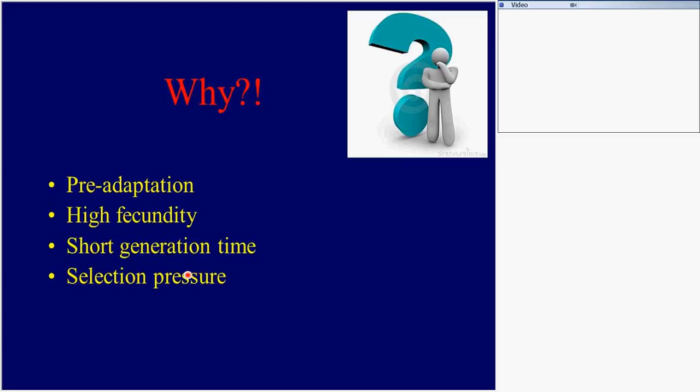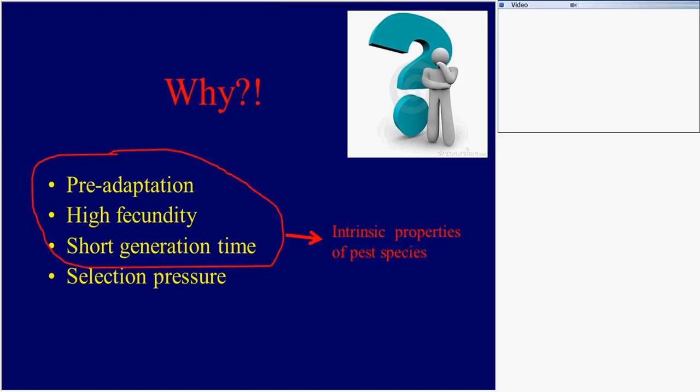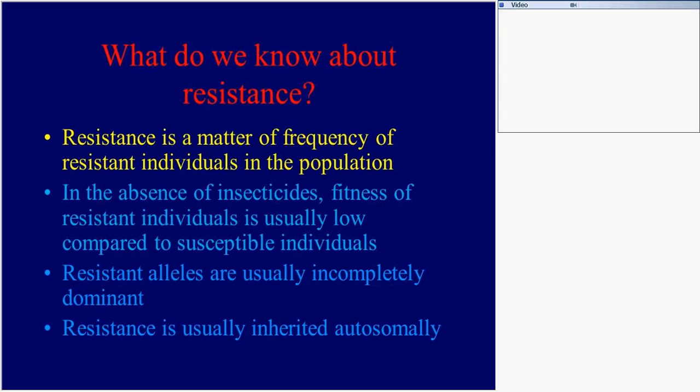1,000 organisms. And then finally, selection pressure is usually high because insecticides are applied to kill. That's what they do. So only the resistant ones survive. Okay. So the first 3 are intrinsic properties of pest populations, of pest species. We cannot do much about them. Selection pressure, however, is under human control. So this is where management can come into play.